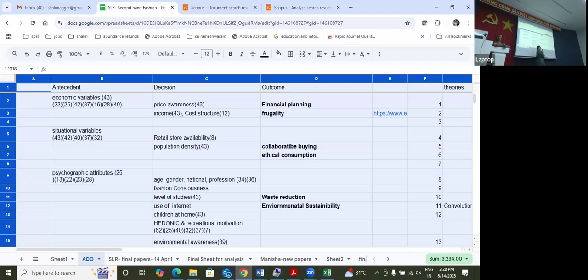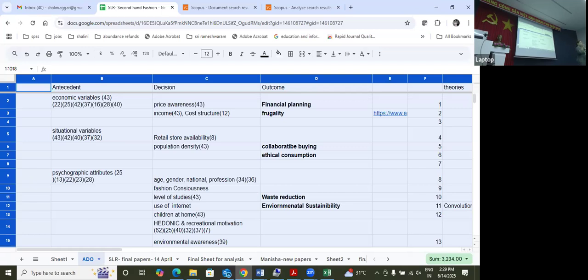Let me repeat this again. I can see blank faces. Let me repeat this again. So what I'm trying to tell you, let's do this once again. We are talking about the ADO model, right? So we have extracted many papers from the Scopus database. Till here it is clear. Now let's talk about this topic only.